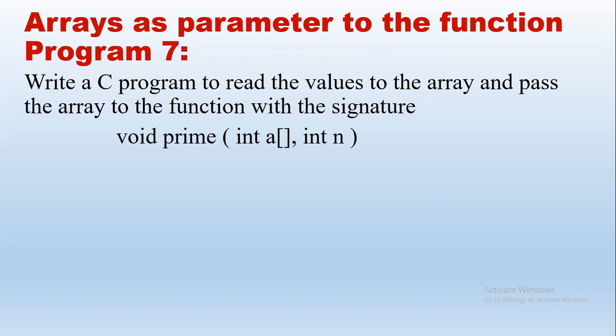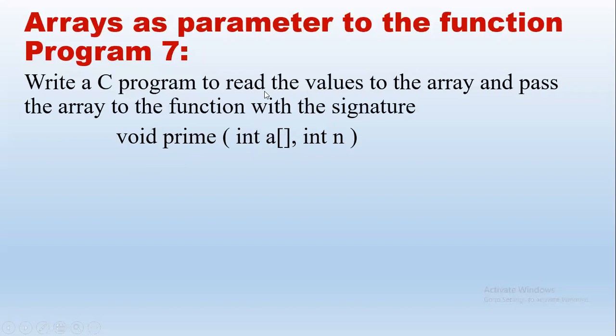So this signature or the function prototype gives us a lot of information. Name of the function is prime. There is no return value, void, nothing, null is returned. So we may print the result within the function itself. And we are passing two parameters. The first one is an array. As we can see, a and square bracket indicates that we are passing an array.